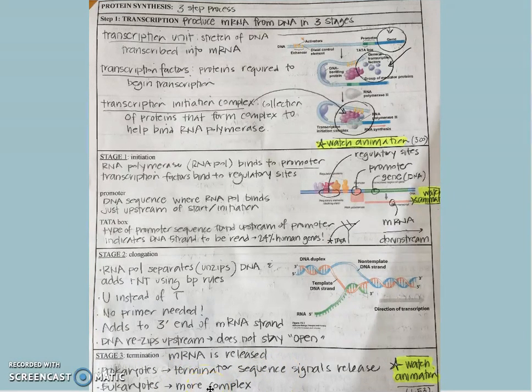Okay, that's it for the first step of protein synthesis, which we call transcription. In eukaryotic cells, that's going to happen inside the nucleus. In prokaryotic cells, that'll happen at the site of the nucleoid in the cytoplasm.